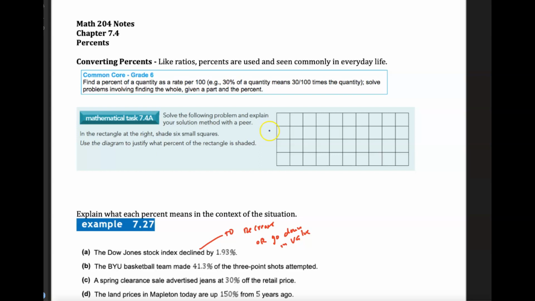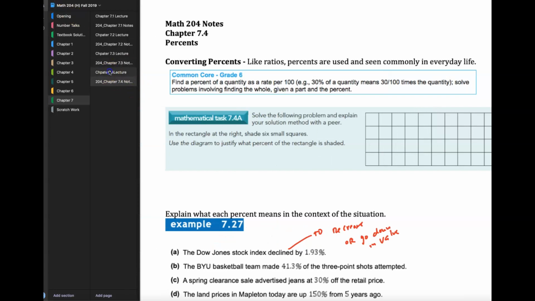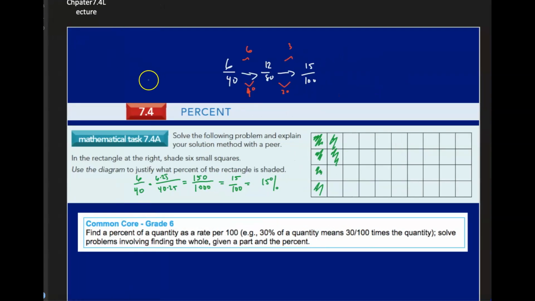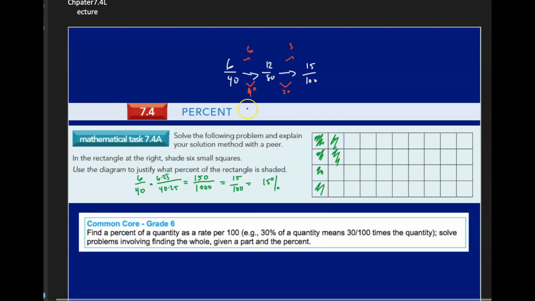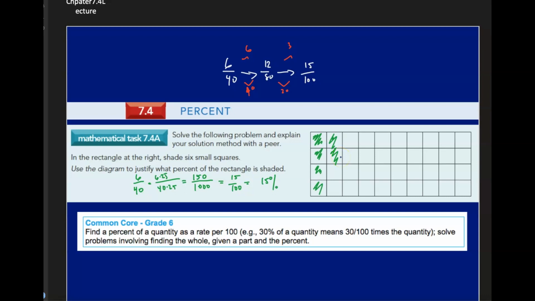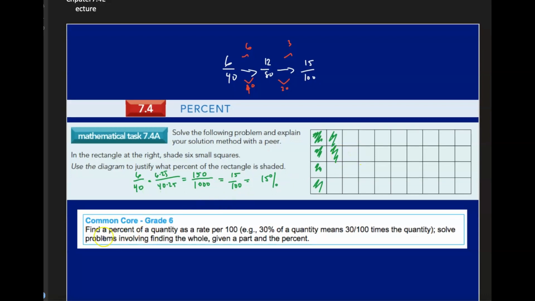You can pause and think about it before I show you an answer here. So let's go ahead and take a look at what I outlined here. So here I shaded 6 of the squares out of the 40. One way to think about it would be to say that's 6 out of 40. And what I'm trying to do is, I know percent means out of 100, right? Percent of a quantity is a rate out of 100, for every 100.